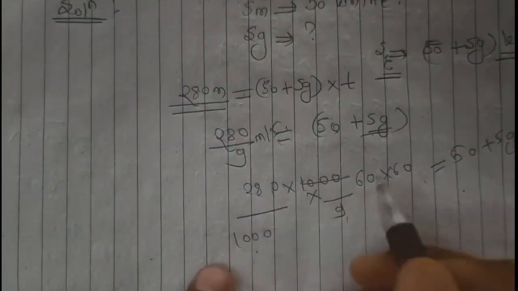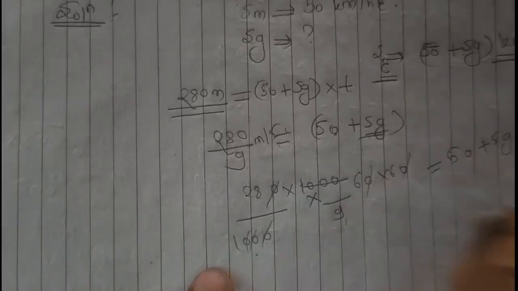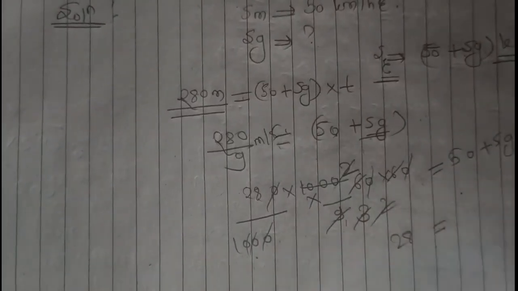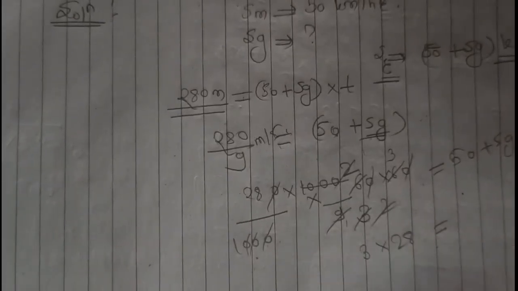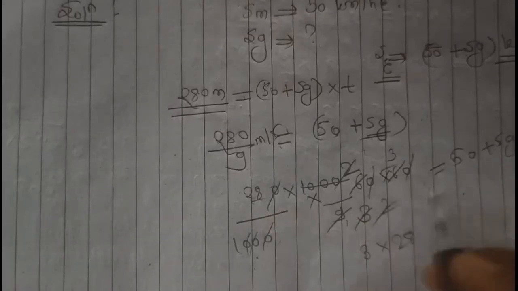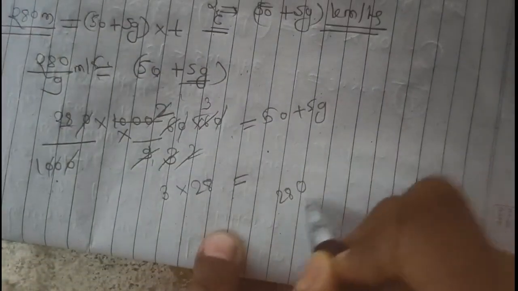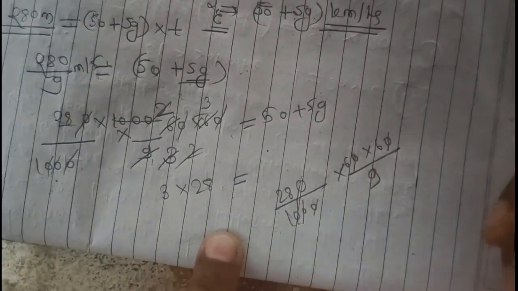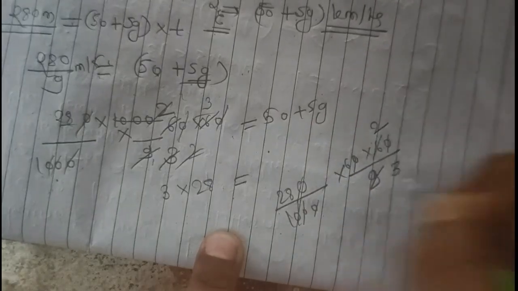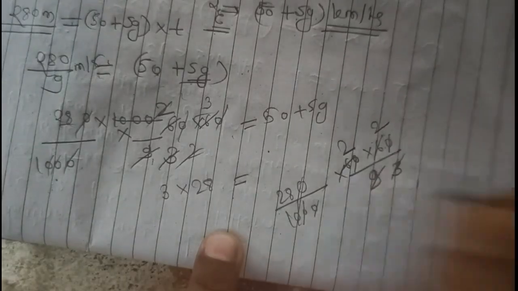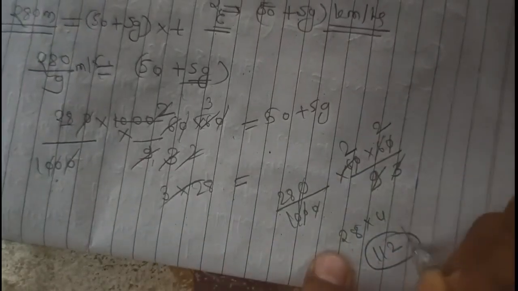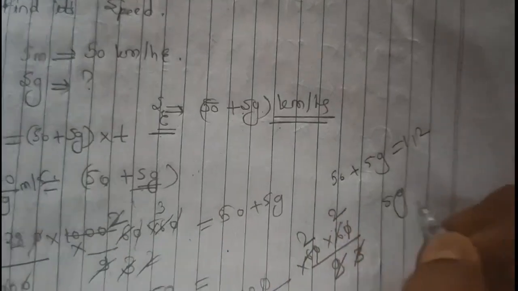If we solve this completely, 280 upon 1000 into 60 into 60 upon 9, right? The zeros will get cancelled out, and 6 3s are 18, and 9 2s are 18, right? And then again 3 2s are 6, so 28 into 4, which is nothing but 112. Not 28 into 3, it is 28 into 4. So 28 into 4 km per hour is our relative speed. It is 50 plus SG. 50 plus SG is 112. So SG, that is the goods train speed, would be 62 km per hour.